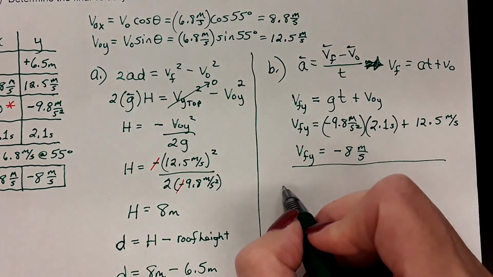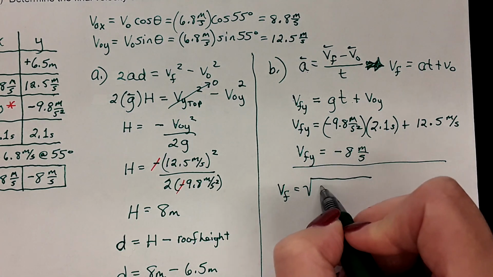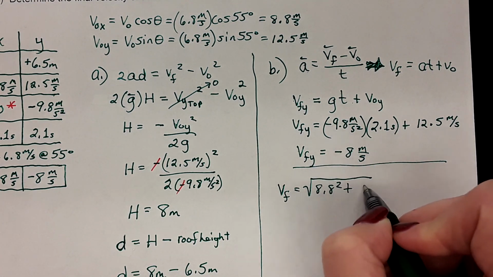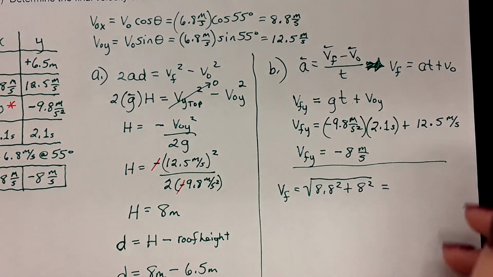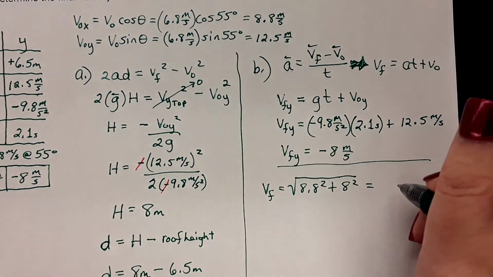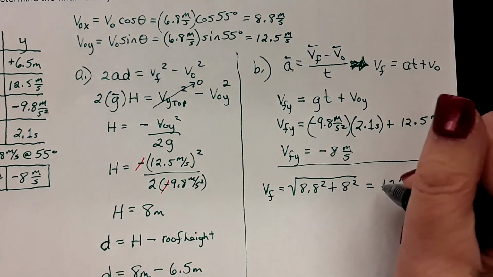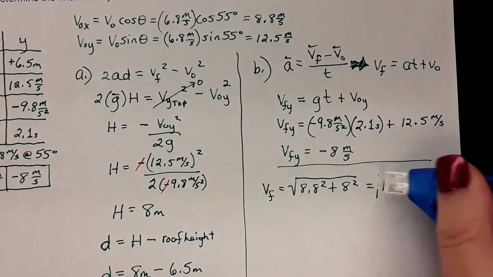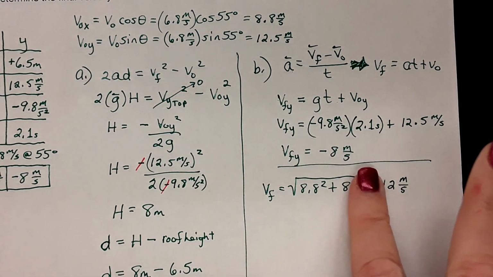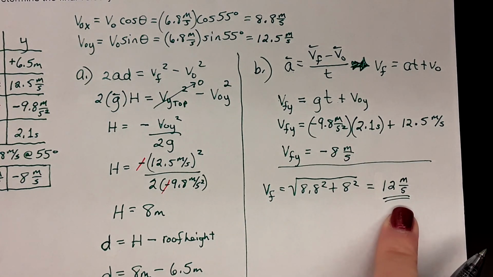Got it? Now we have both components. So we can say the final velocity is going to be the square root of 8.8 squared plus 8 squared. And if you stick that in there, you should get, I believe, about 12 meters per second. Somebody double check me. Oh, that's not the final answer. Hang on, I'm trying to box it in and it's not the final answer. There we go. Just underline. All right, so there's the magnitude.